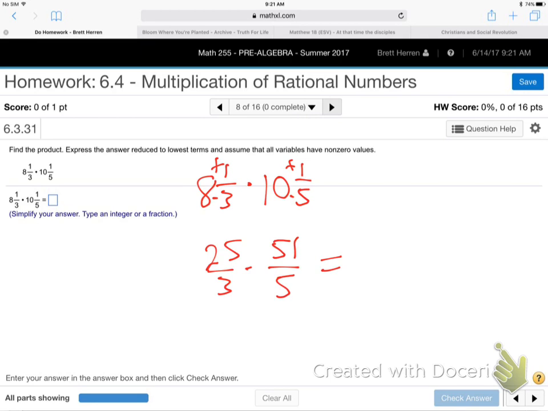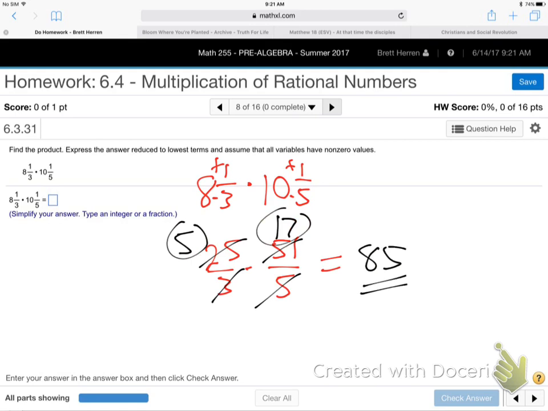Good to there? And then cross cancel if you can. Does anything cross cancel there? 5 into 25 5 times. And 3 goes into 51, doesn't it? How do I know? Because 5 plus 1 is 6. 3 goes into 6, 3 goes into 51. Remember that rule for dividing by 3? 17. So then 5 times 17, 85. And that was just 85. Good on all that. Pure number ones.